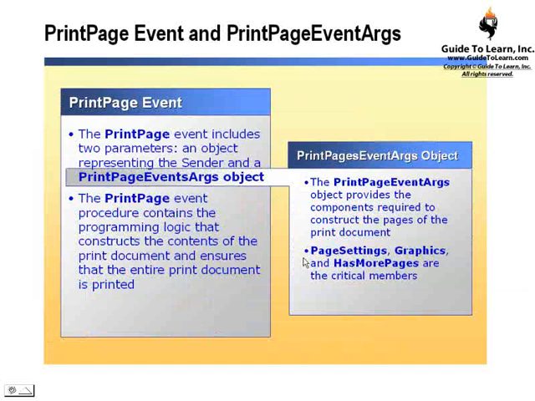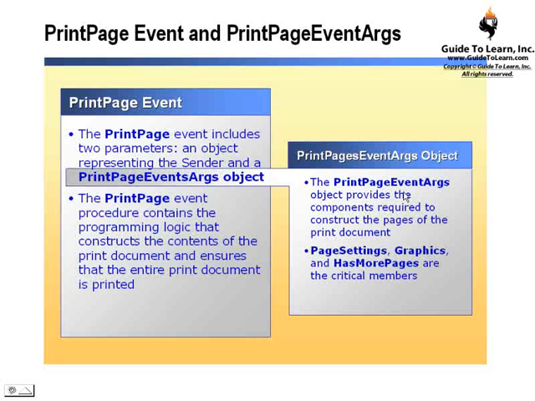Let's talk now about the print page event and page event arguments. The print page event includes two parameters, an object representing the sender and a print page event arguments object. As you see, the box is showing sub information for the print page arguments. So the print page requires a sender, or an object that is supposed to be printed, and a bunch of arguments, as you see listed here on your right-hand side.